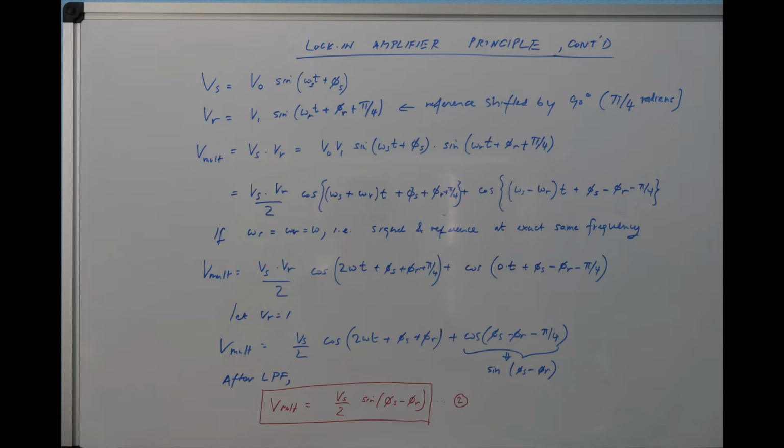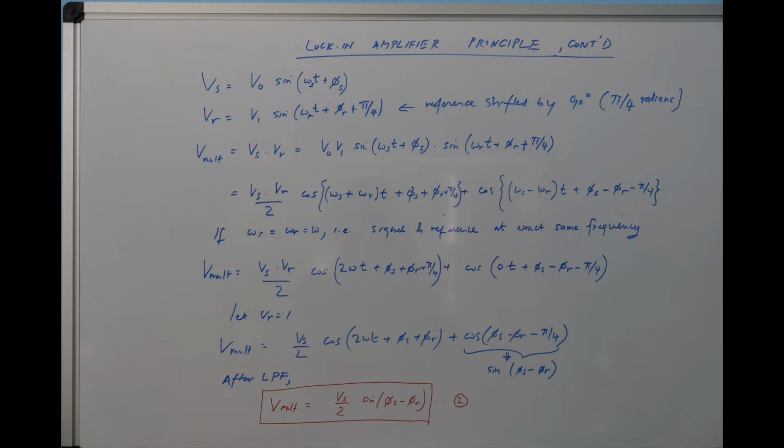Now if you go through the math again, you'll do almost the same thing until we reach the second last step, where V mult is equal to Vs over 2 times cosine of 2 omega t plus phi s plus phi r. That is the same as before. Now we get a different second term, the DC term, plus cosine of phi s minus phi r minus pi over 4. This last term can be rewritten as sine of phi s minus phi r. So instead of a cosine of phi s minus phi r, we have a sine of phi s minus phi r.